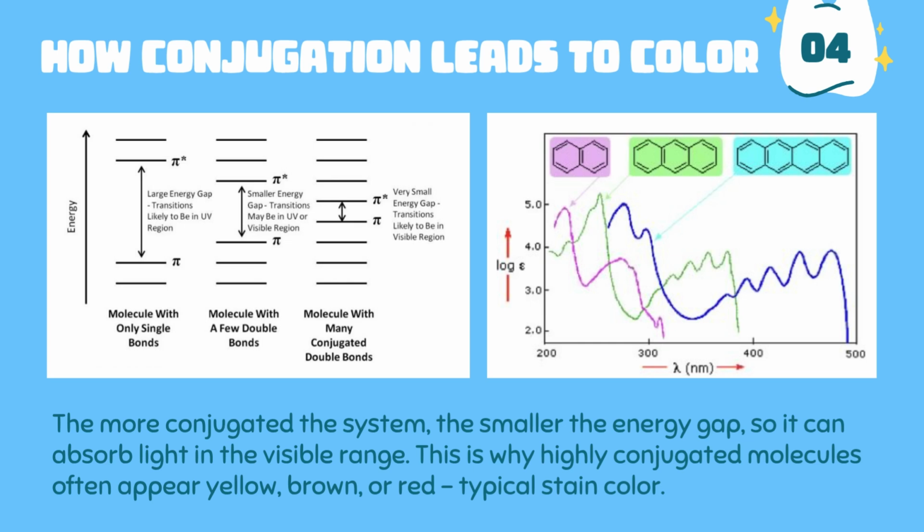More conjugation means longer wavelengths absorbed, like red or orange, while less conjugation absorbs shorter wavelengths, like blue or violet. The color we perceive is actually the complement of the absorbed light. So if a molecule absorbs blue light, it may appear yellow.